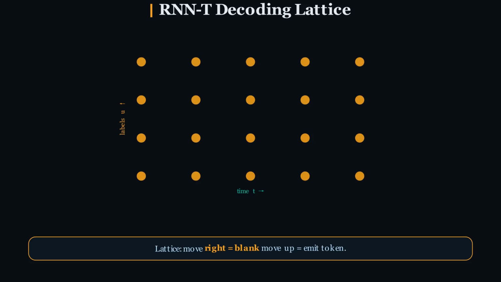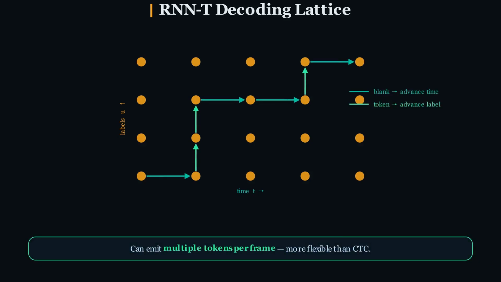Decoding moves through a 2-dimensional lattice. Moving right consumes one audio frame, blank. Moving up emits a token without consuming a new frame. Unlike CTC, the transducer can emit multiple tokens per frame, moving up several steps before consuming the next audio frame. Because the predictor conditions on all past output, the system is its own language model.